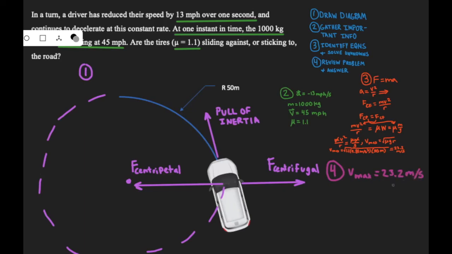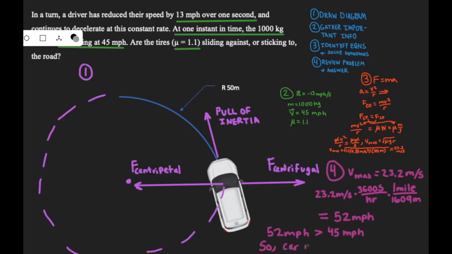We need to know the max velocity in miles per hour, but in part 3 we solved it in meters per second. So to solve it in miles per hour, we can use this simple conversion: 23.2 meters per second times 3,600 seconds in an hour times 1 mile over 1,609 meters, which tells us that our max velocity is 52 miles per hour. Because 52 miles per hour is greater than 45 miles per hour, which is our velocity, we know the car is not going to be skidding. It's going to make it around this turn safely.